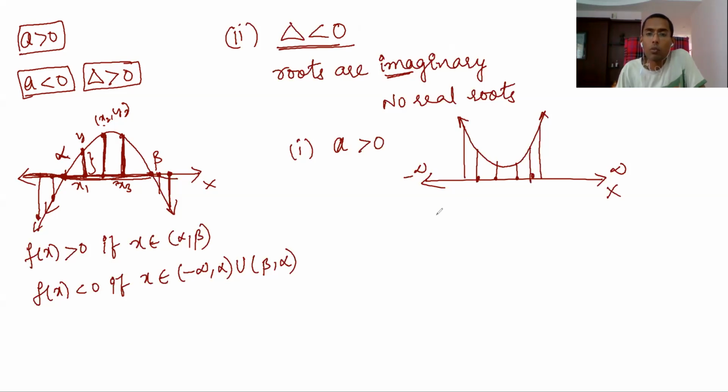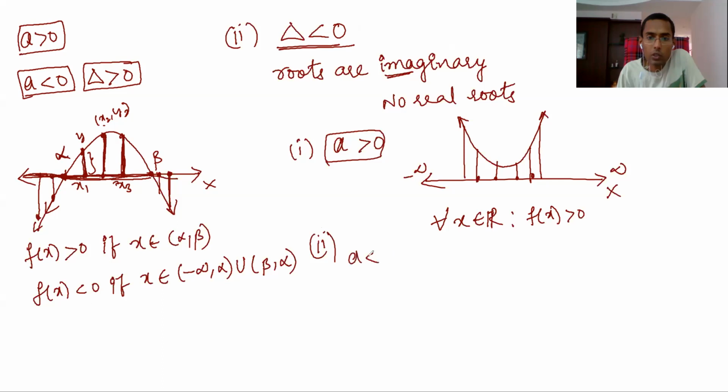That means for all x belongs to R, f of x is greater than 0 if A is positive. So second case is what? A is less than 0. If you take A less than 0, the graph is what? Downwards. Downwards and no roots.